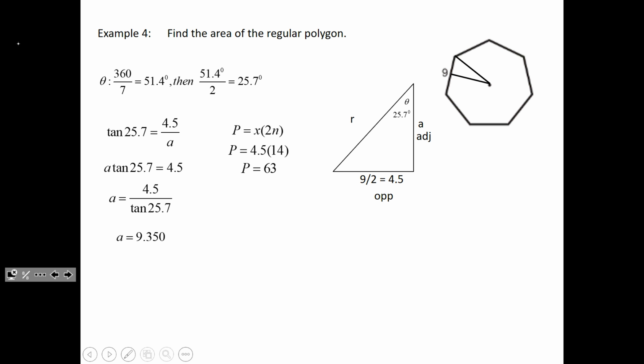Our apothem is 9.350. So to find the area, we're just going to plug those two terms in. So I'm going to have 1/2 apothem, which is 9.350, times the perimeter, which is 63. And then we just multiply those three terms together in our calculator. And approximately, what do we get there? Very good.